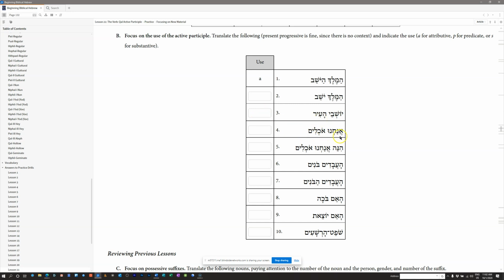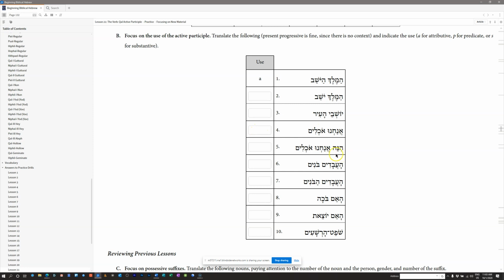Number 4, anachnu. So here's our pronoun, ochelim. All right? Pronoun is definite by nature. A pronoun refers to a specific individual, okay? Ochelim does not have an article, so it is indefinite. That means this is predicative. All right, so anachnu, we, eating, so we are eating would be the translation. And this would be, again, predicative.